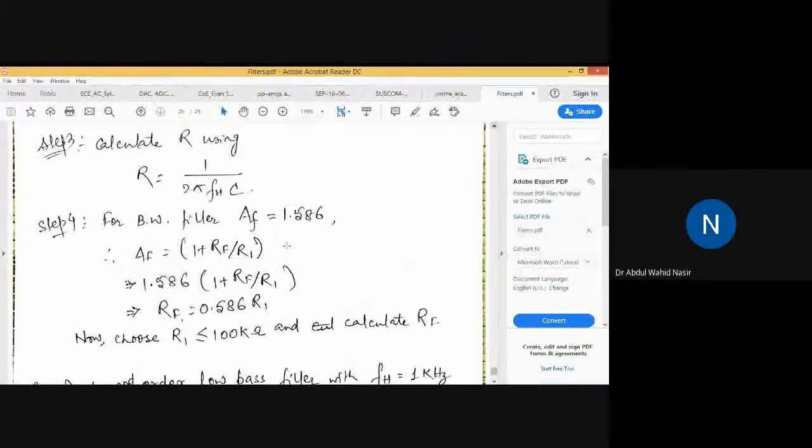So, Butterworth filter. The gain of the second order Butterworth filter is 1.586, not 15, sorry. So if any filter is having that gain, it is known as a Butterworth filter.